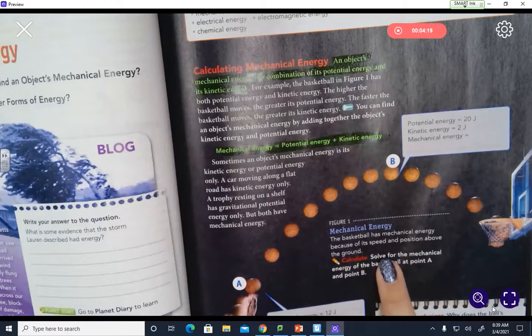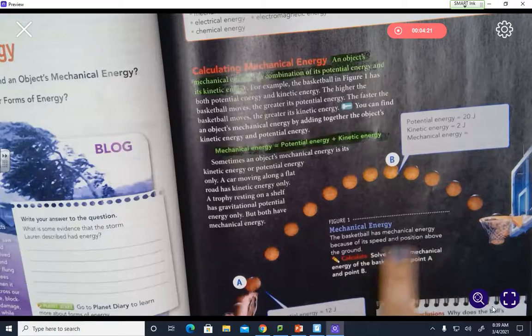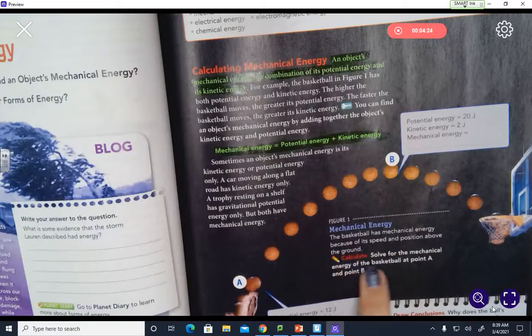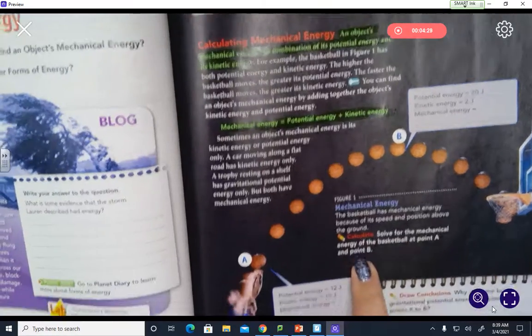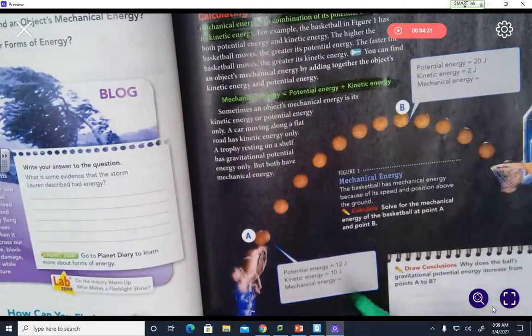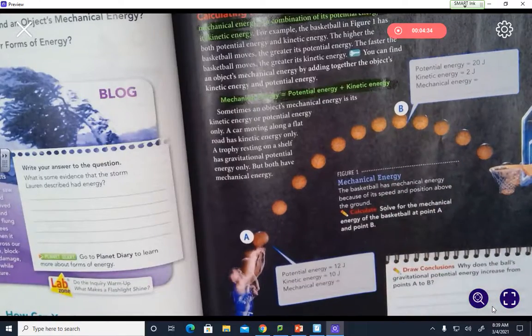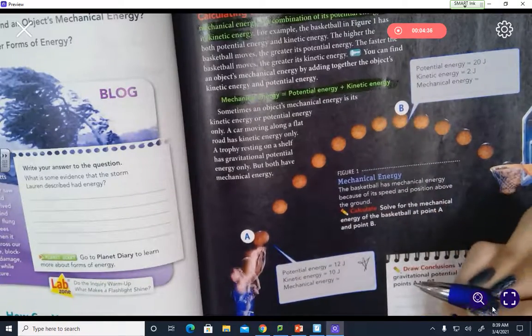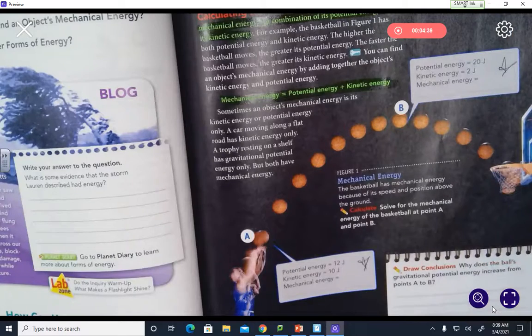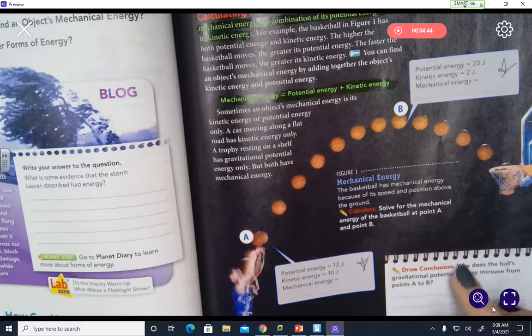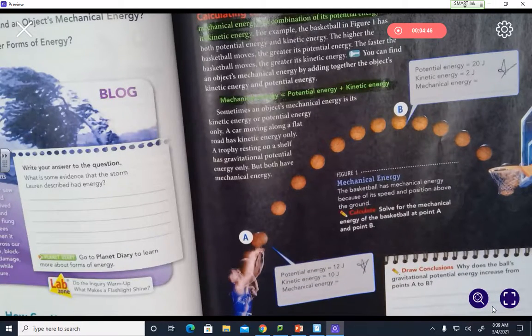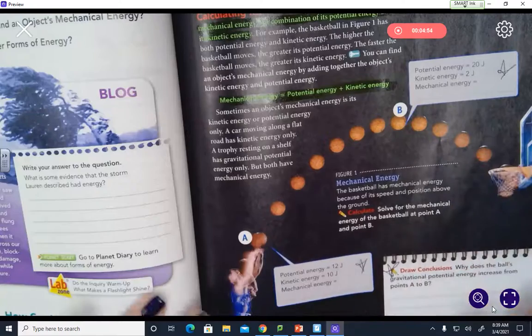So let's do figure 1. It says the basketball has mechanical energy because of its speed and position above the ground. Solve for the mechanical energy of the basketball at point A and point B. So use this formula and do this problem and this problem. And then draw conclusions. Why does the basketball's gravitational potential energy increase from point A to point B? Do that problem. Pause the video, answer those questions, unpause it, and continue on.